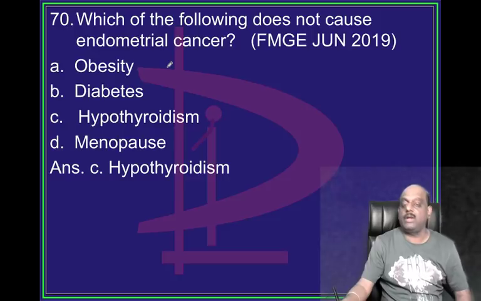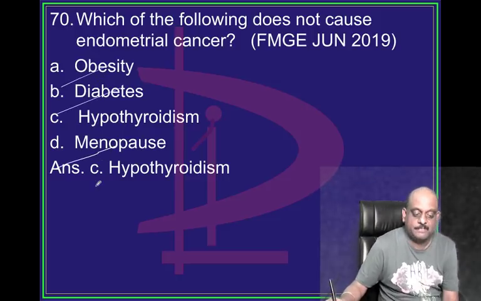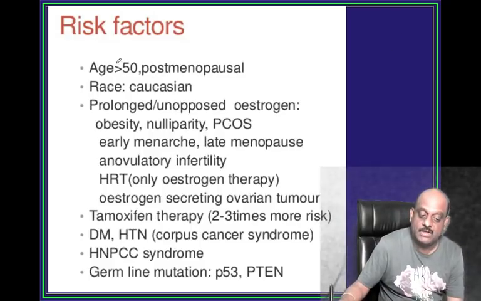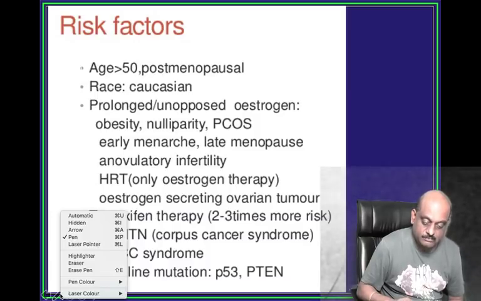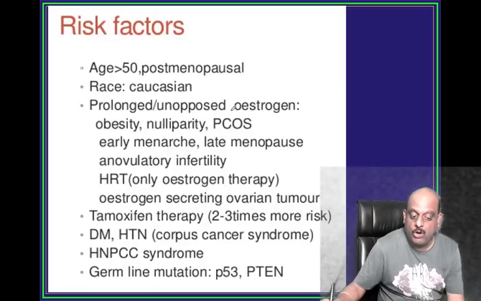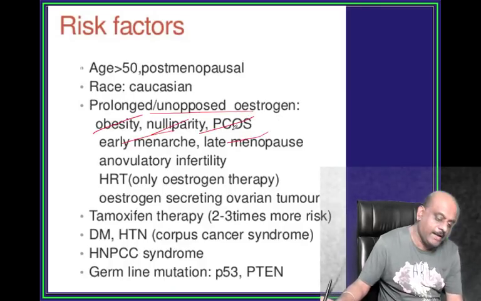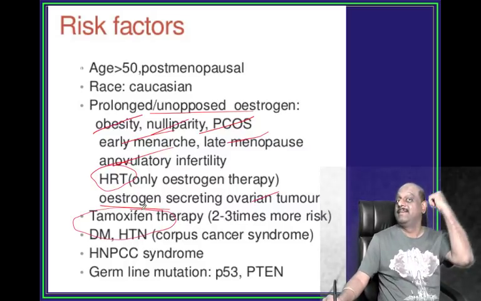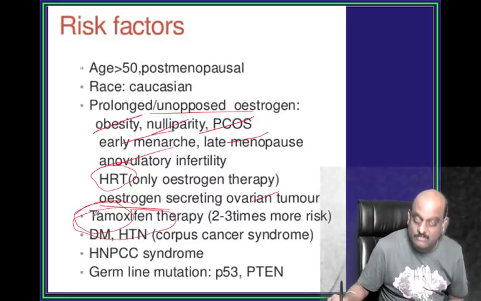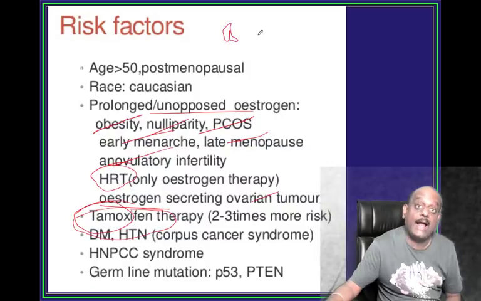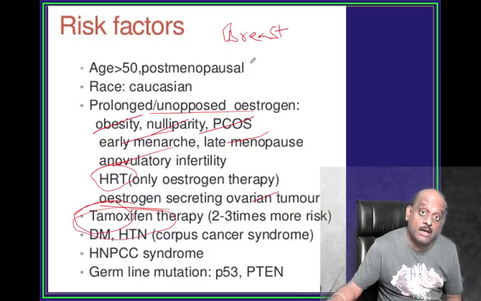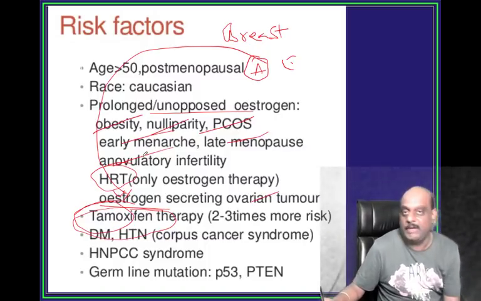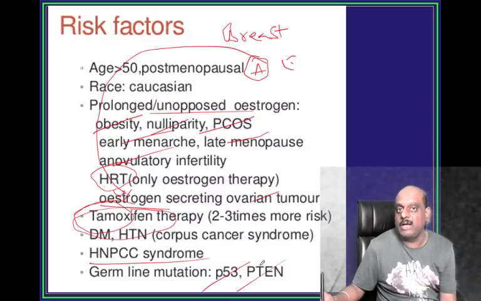Endometrial cancer. What are all the risk factors, doctor? Obesity, diabetes, menopause, late menopause actually. They're all important risk factors. Age more than 50, prolonged unopposed estrogen, obesity, nulliparity, PCOD, early menarche, late menopause, anovulatory infertility, higher hormone replacement therapy, estrogen producing ovarian tumors, tamoxifen therapy. Tamoxifen therapy is also a risk factor for endometrial cancer, because tamoxifen-like agents are antagonistic to estrogen in the breast, but they are agonistic in the endometrium. That is the reason tamoxifen predisposes to endometrial carcinoma, which you need to remember. Similarly, HNPCC syndrome, germline mutations like P53, PTEN.